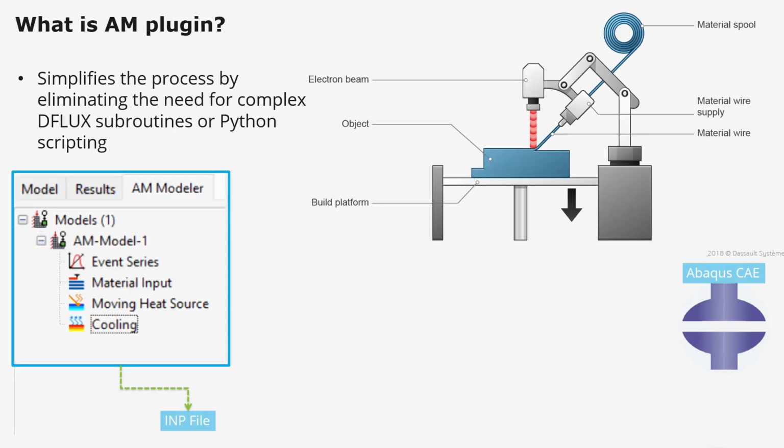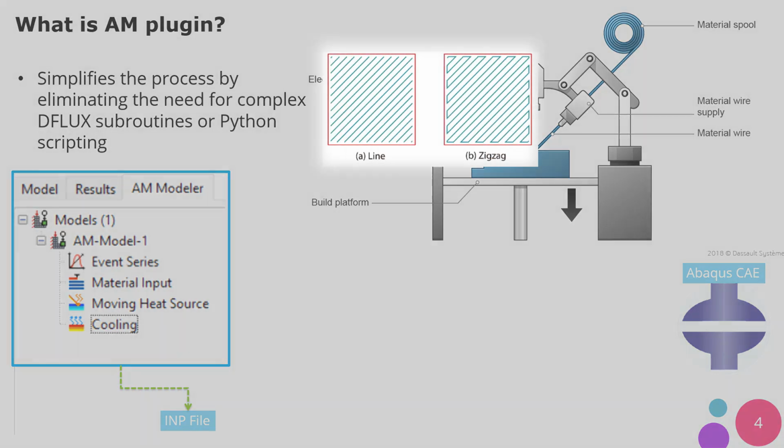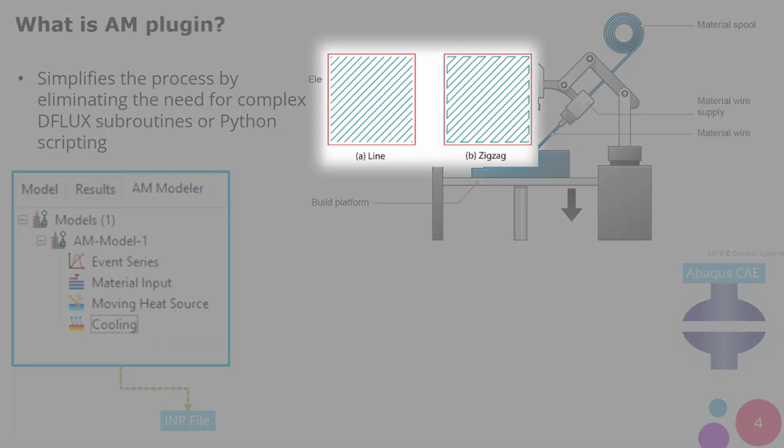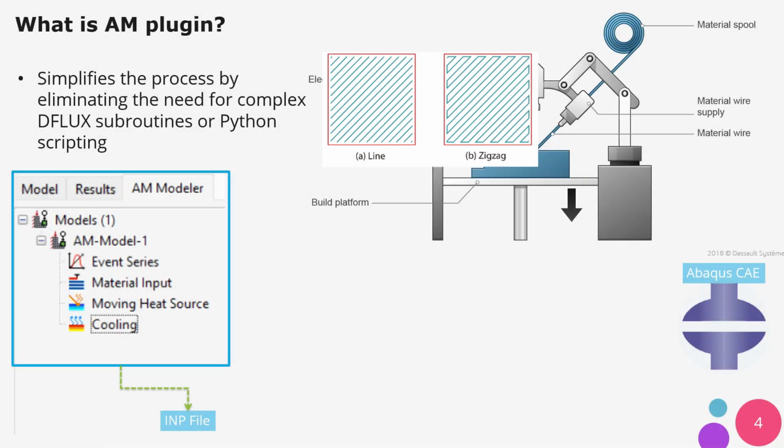Now, in this slide, I will introduce the AM plugin. For instance, you can see the scan patterns labeled A and B. Generating these scan patterns through subroutines and Python scripting can be challenging and labor-intensive. Our goal with this plugin is to simplify the process, allowing you to generate these scan patterns with ease.